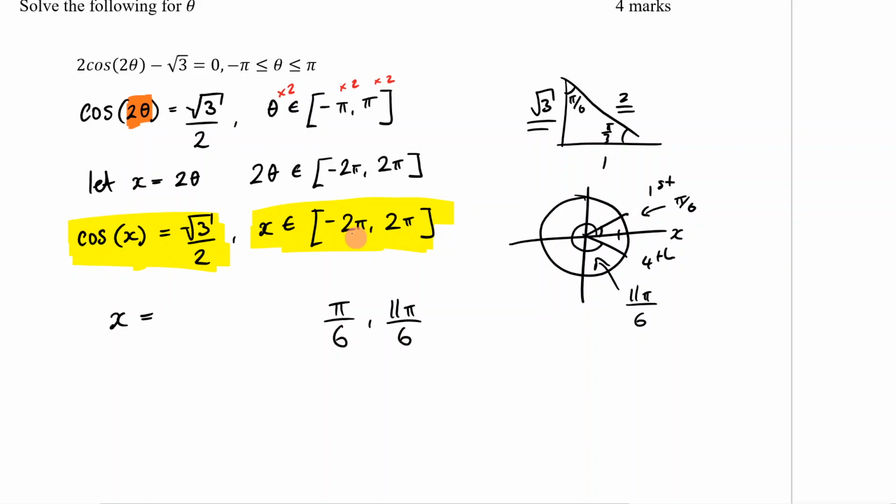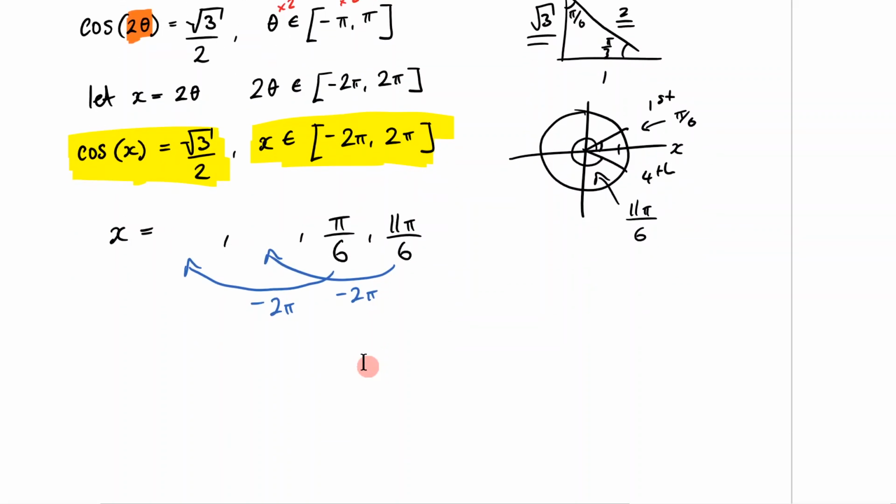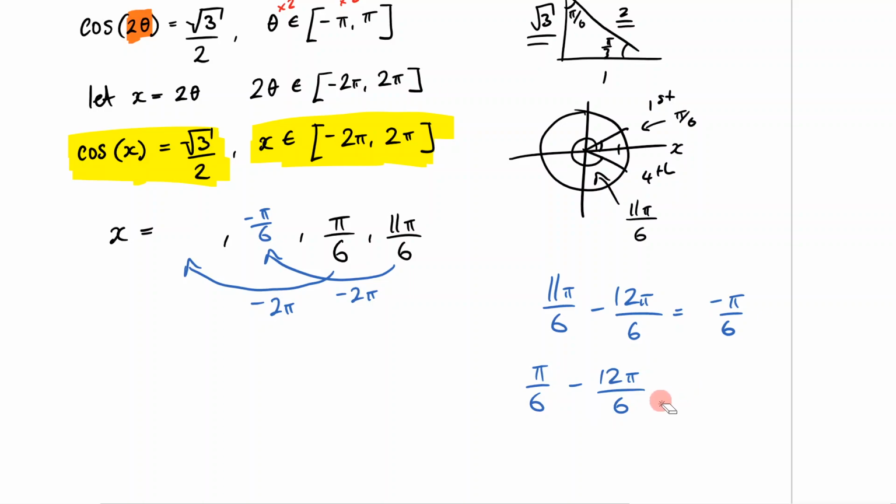Now, because I'm going from negative 2 pi to 2 pi, I have to work backwards here. So let's get another color. I'm going to have to go minus 2 pi here and minus 2 pi here. So be careful that you don't make a mistake here. If you need to, just take some space over here and go 11 pi on 6 minus 2 pi. Well, that's just going to be 11 minus 12, which will be negative pi on 6. So this here will be negative pi on 6. And then the other one that I'm dealing with is pi on 6 minus 12 pi on 6, which will be negative 11 pi on 6. So I'll put negative 11 pi on 6 there.